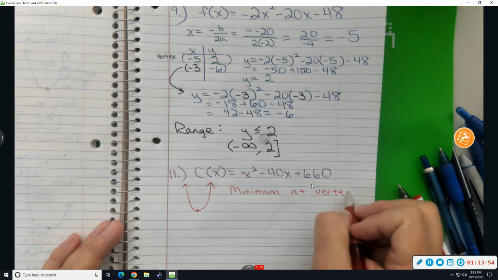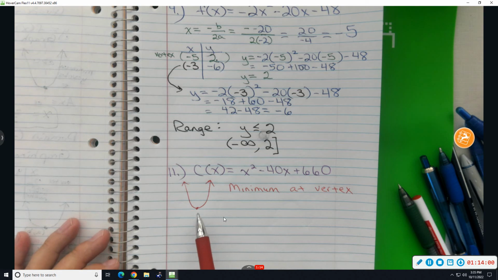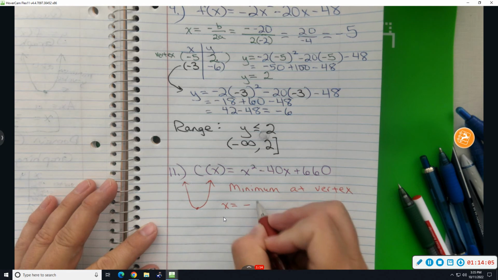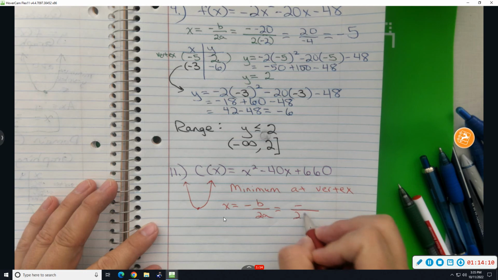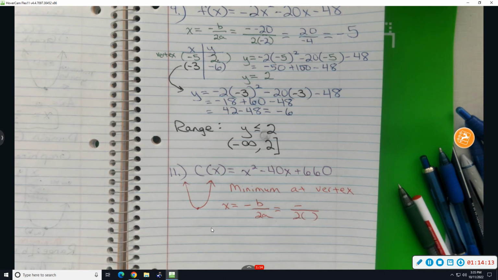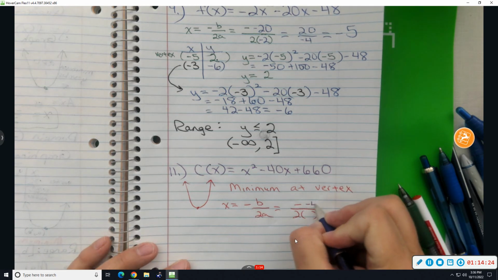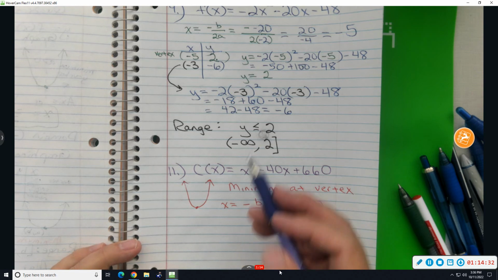Earlier I said these word problems ask for maximums and minimums. If you just do minus b over 2a and then plug it in, you'll be able to answer all of these word problems. Using our vertex formula, which is also the axis formula, what's b? It's negative 40, so be careful. You already have that other negative there. And A? It's an assumed positive 1.